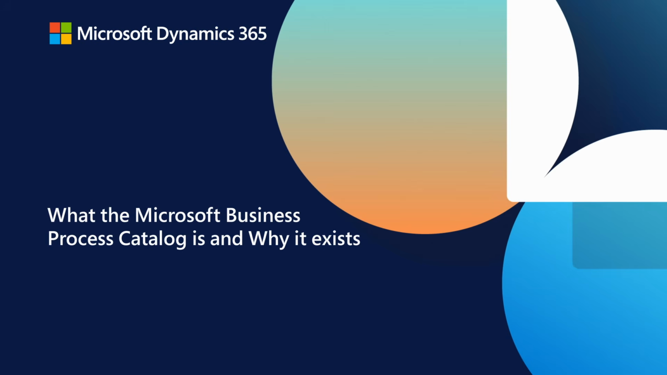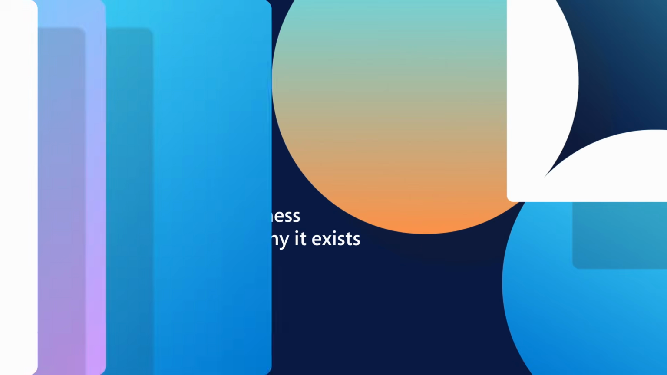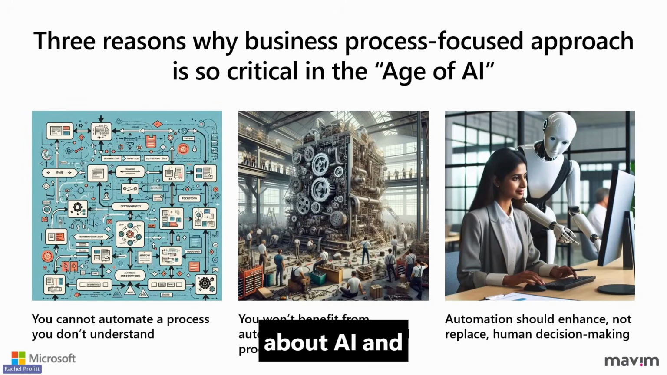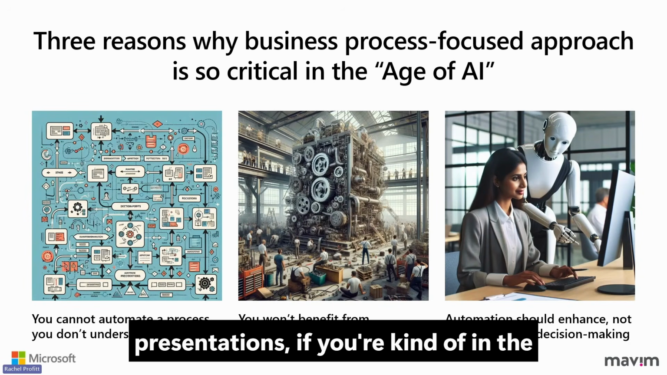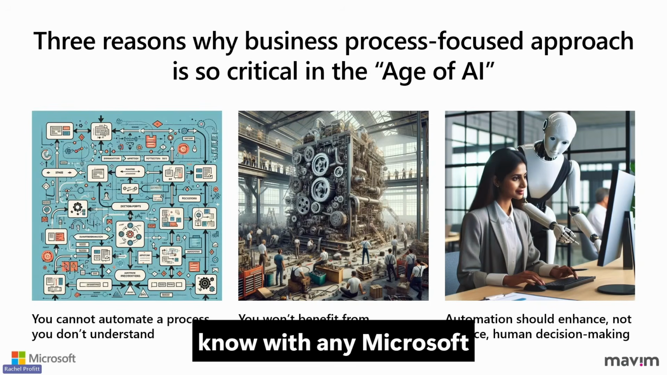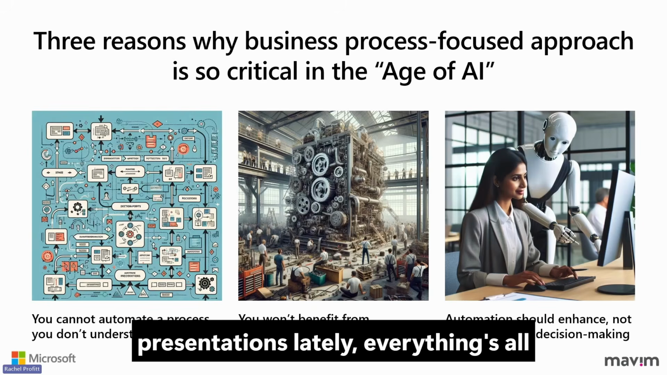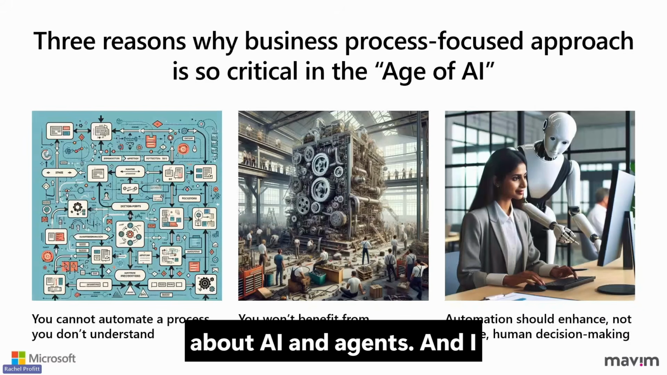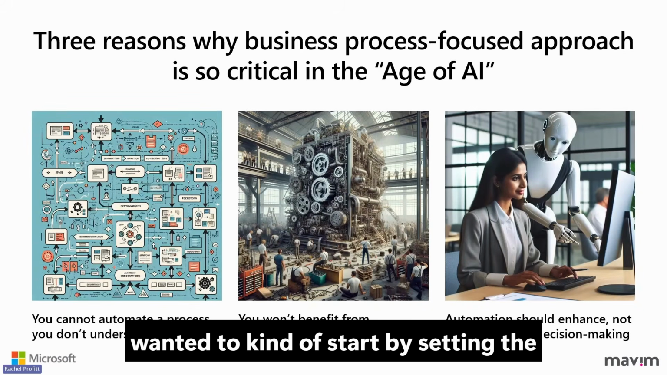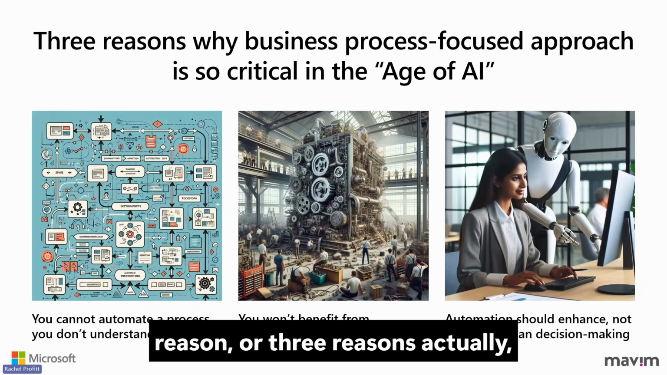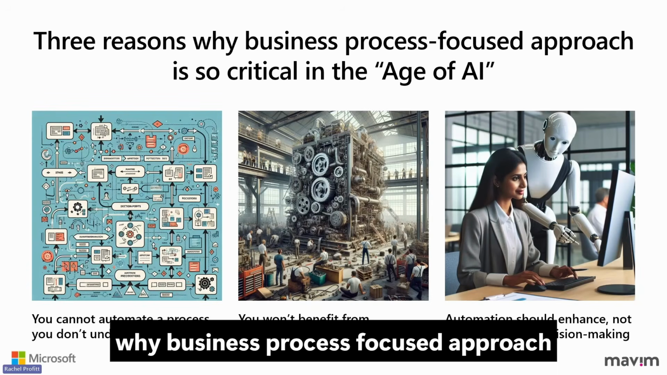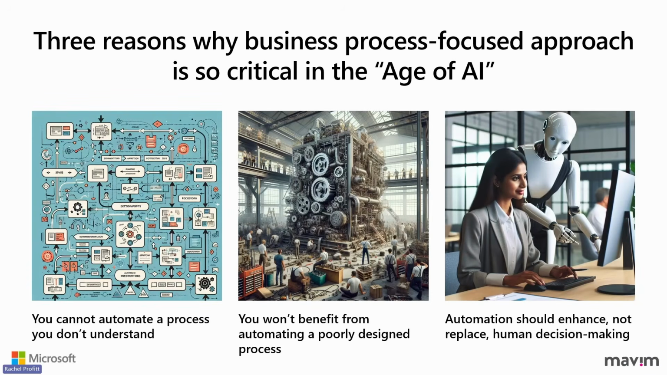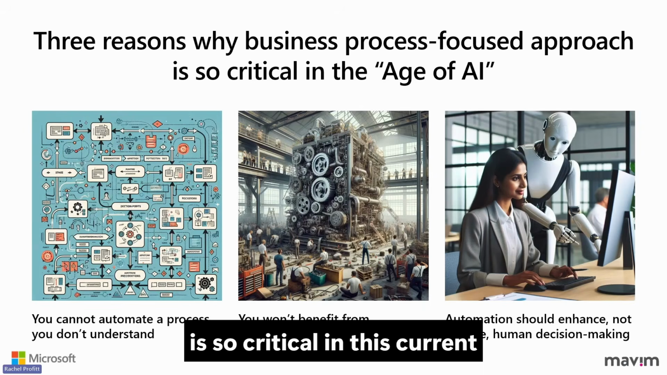So with that, let's go ahead and dive in and talk a little bit more in detail about what the Microsoft Business Process Catalog is and why it exists. We've spent a lot of time talking about AI and agents in lots of presentations. If you're in the know with any Microsoft presentations lately, everything's all about AI and agents. And I wanted to start by setting the ground reason, or three reasons actually, why a business process focused approach is so critical in this current age of AI.